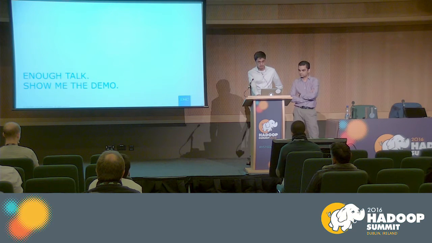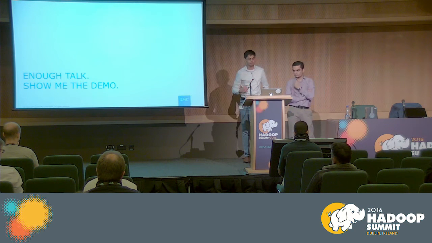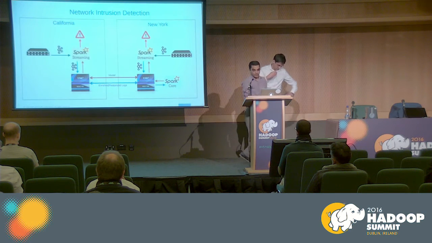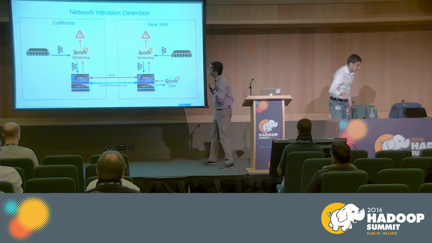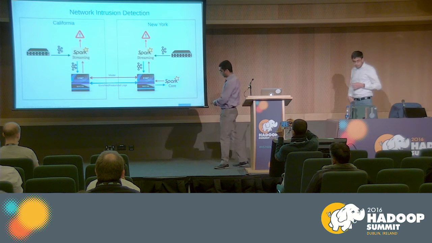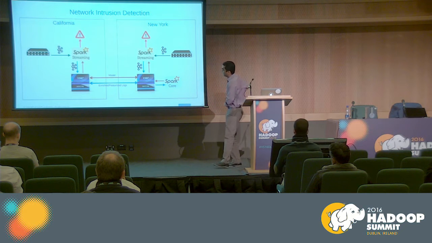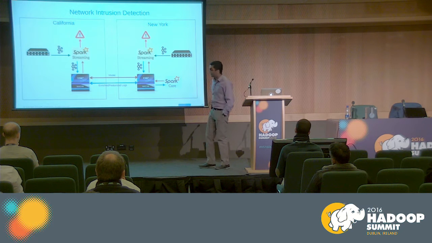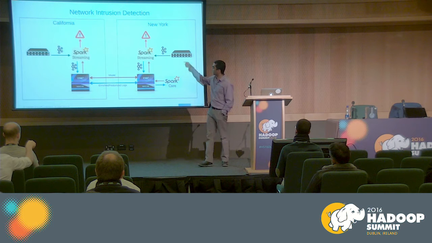Now, all this may sound like smoke and mirrors, but Vishruth will show you a live working demo which demonstrates all these concepts. I'm just going to go through a quick overview of what we are going to do in the demo. This is the kind of problem that we have tried to solve here with ECS. Think of it as a network intrusion detection system where you might have your data centers across the country in the US, California, and New York.